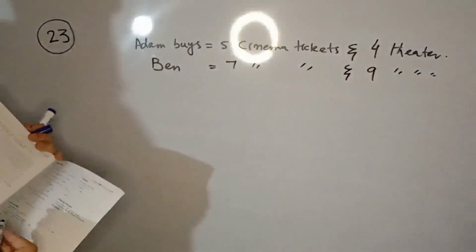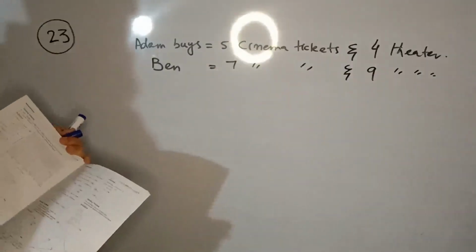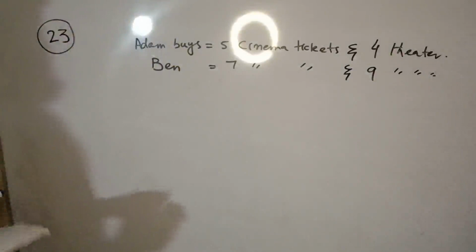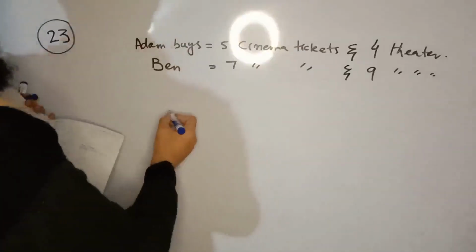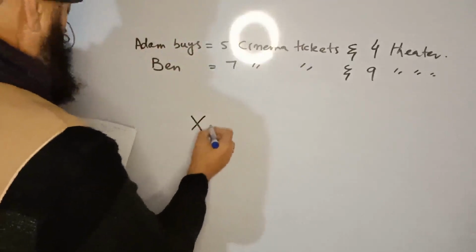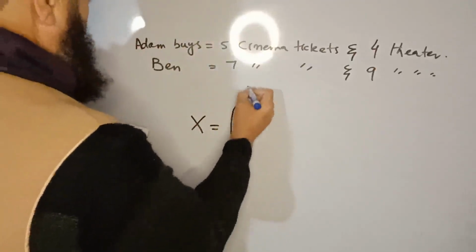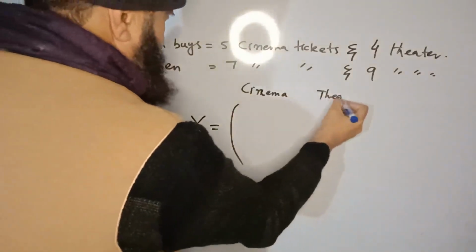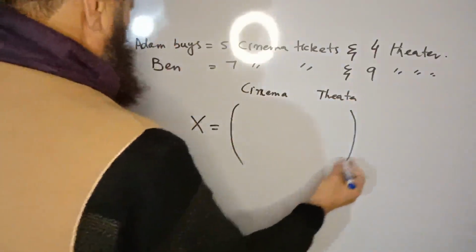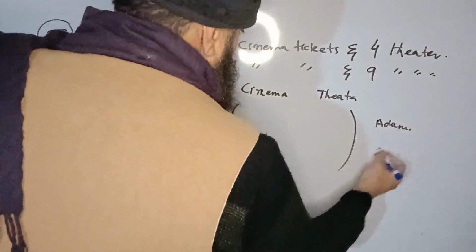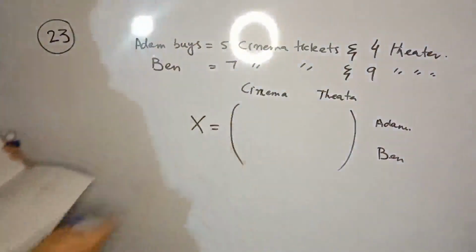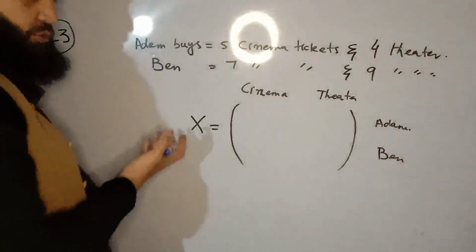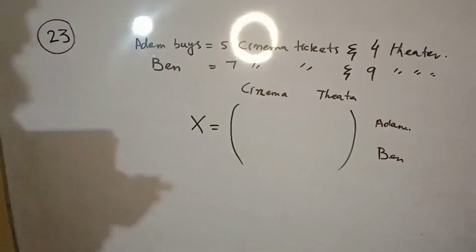The question is, complete the matrix X to represent this information. The X given here has cinema written here, and this is theater. Then a row for Adam, and then for Ben. So this is just a matrix, but you can also take it as a tabular form. Matrix is a form of tabular data.